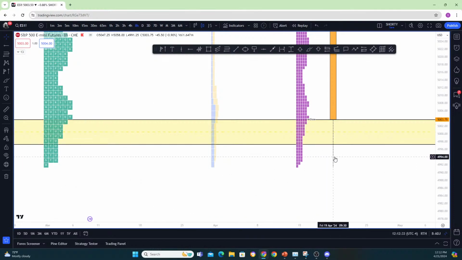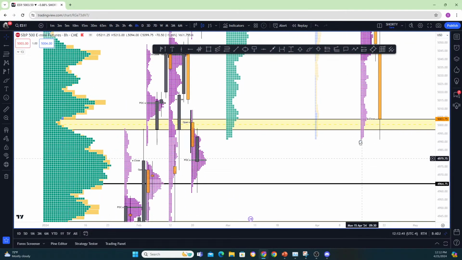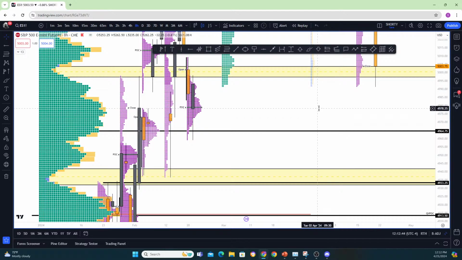What should I see here right now? Single prints, since it would represent that they weren't there for that long, so they bought it up. Yeah, you want to see some single prints here, and that's exactly what we didn't see.